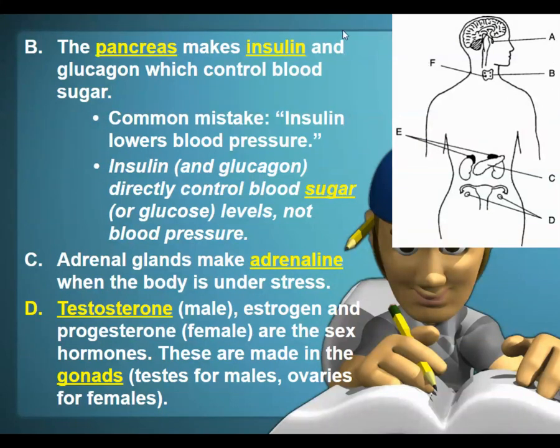You can label A as the hypothalamus, or I'm sorry, label A as the pituitary gland. B is the thyroid, and F is pointing to very much the same spot. It's called the parathyroid gland. Letter C is pointing to the pancreas. Letter D are the ovaries, and letter E is pointing to the adrenal glands.